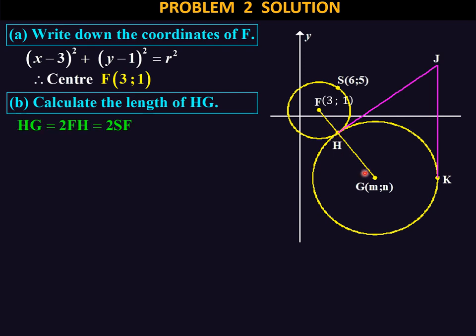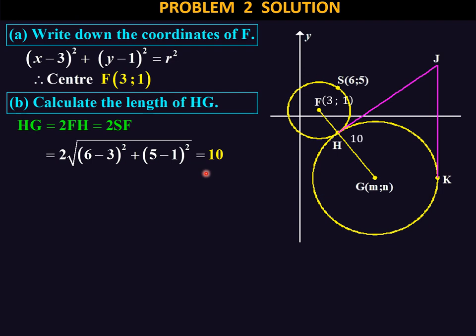So we plan actually what we're going to do. So HG is double the FH, which is double the SF, right? So in other words, there's 2, that's the double part. SF is just the distance. I just work out the distance between S and F. That will be 5. So it's 2 times 5, which is equal to 10. So HG is 10. You could also have done it separately, work out the SF separately, which is 5, and then you double it there.